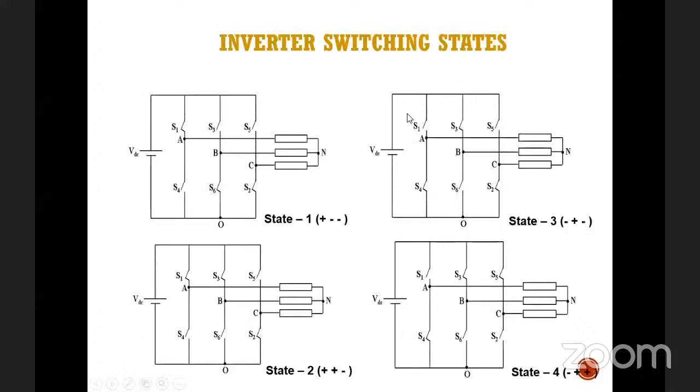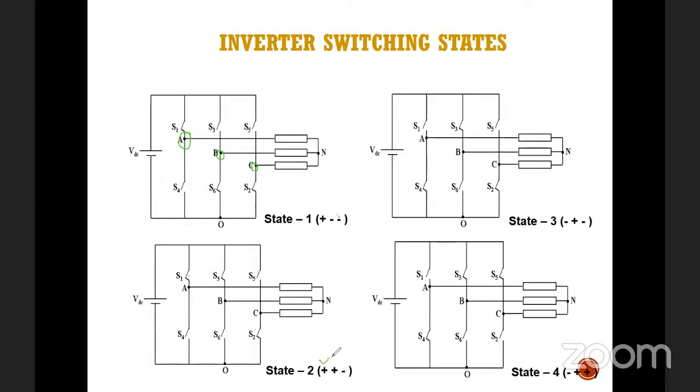Each leg has either the top or the bottom switch turned on. When the upper switch is turned on, we indicate it with a plus symbol. When the lower switch is turned on, we indicate it with a minus symbol. So if all three upper switches are turned on, we represent it as plus, plus, plus. This is the switching state. For example, if upper, lower, lower, VA0 is VDC, VB0 is 0, VC0 is 0, so the switching state is plus, minus, minus. Next, upper, upper, bottom: plus, plus, minus.